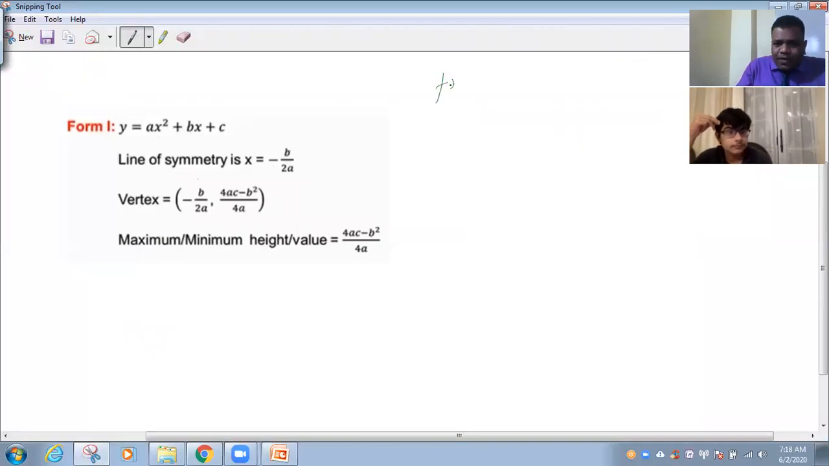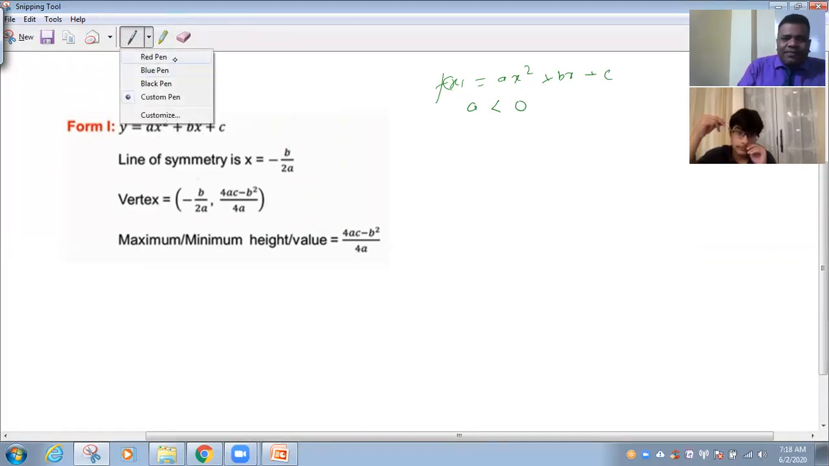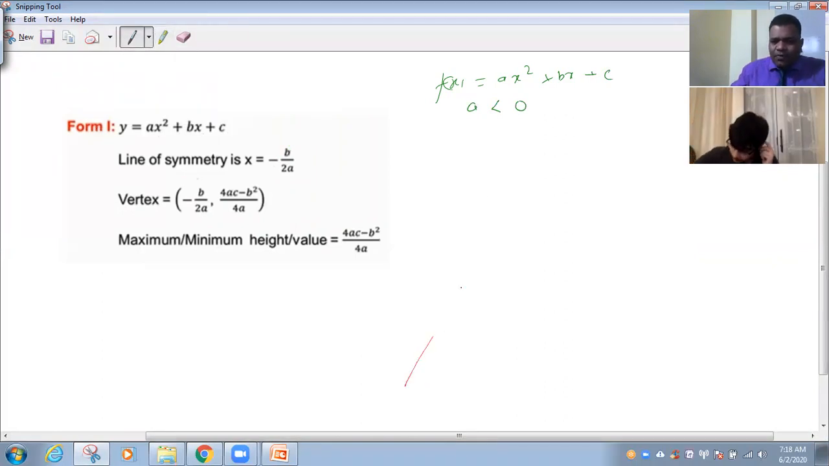I'm taking the same quadratic equation, ax squared plus bx plus c. In this case, I'm going to take a as negative. If a is negative, everything will be the same. The only thing is the parabola will open down, right? Nothing else. The parabola will open down.